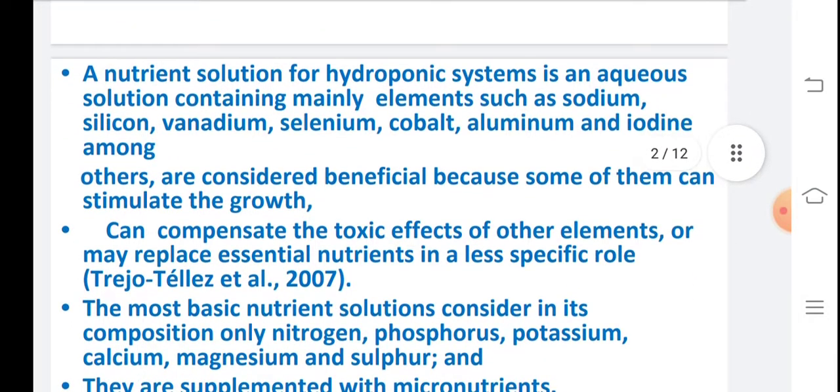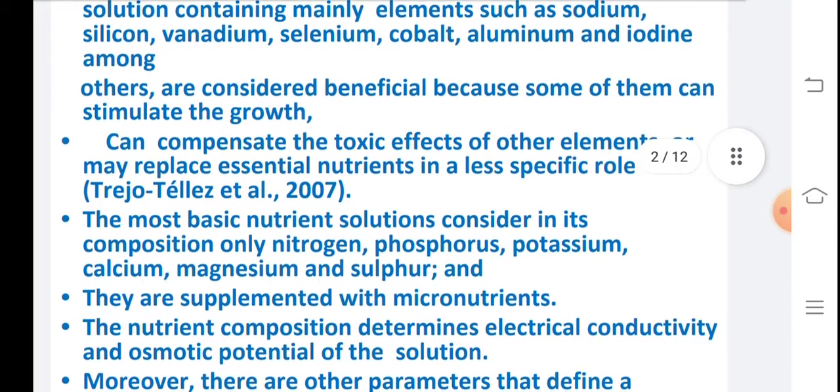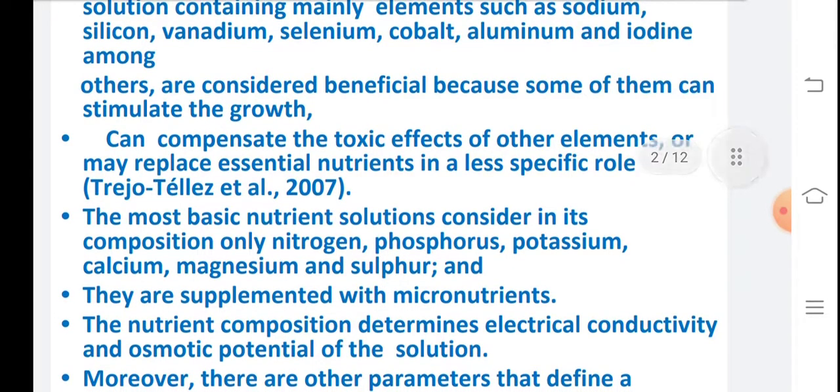Second part, in relation to the nutrient solution, the hydroponic system is an aqueous solution, generally in water. Mainly elements such as sodium, silicon, vanadium, selenium, cobalt, aluminum, and iodine are given, and others are considered beneficial because some of them can stimulate growth. Some compensate for toxic effects, or they may replace essential nutrients. It was shown by Trejo in 2007 and other scientists.